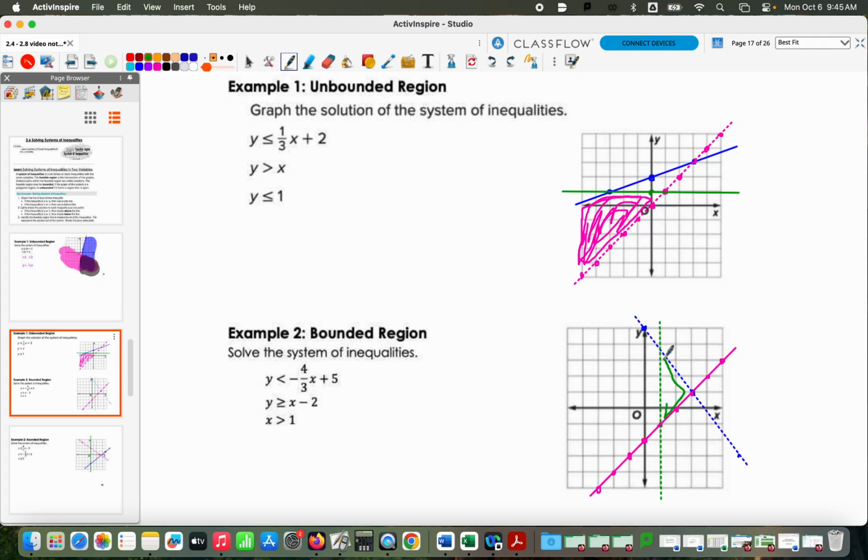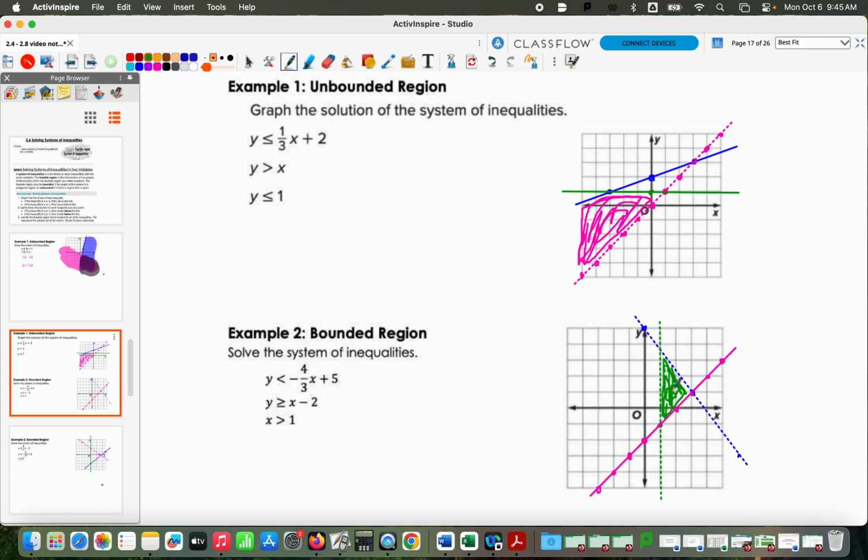So everything in this little triangle, actually. This is where all the answers would be for everybody. Less than the blue line, greater than the pink line, greater than my vertical line here, so everything in here. So this would be bounded. There's still a lot of answers, like all these points in here, but it's kind of limited.